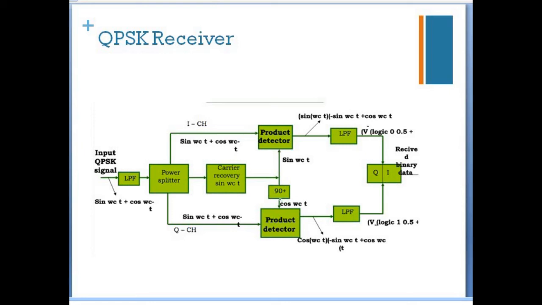Similarly, the power splitter signals go to the Q channel, one signal to the Q channel, the other from the 90-degree phase shift of the carrier recovery receiver, cos omega ct. It is given to the product detector, which multiplies these two signals. Then it is given to the low pass filter to block the frequency more than omega c. Then we have the level converter to get the logical value of Q.